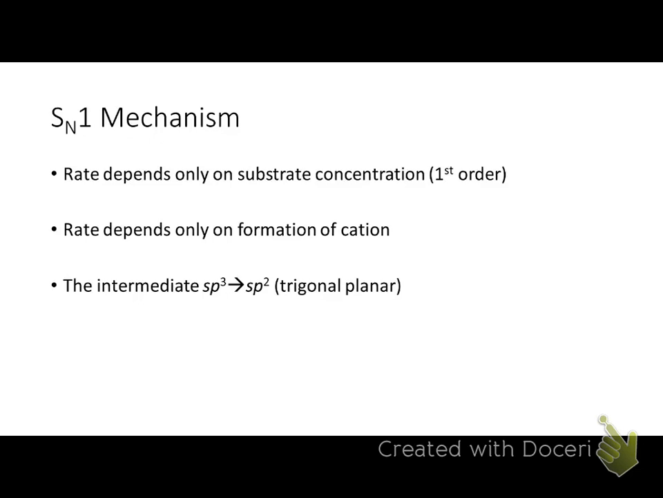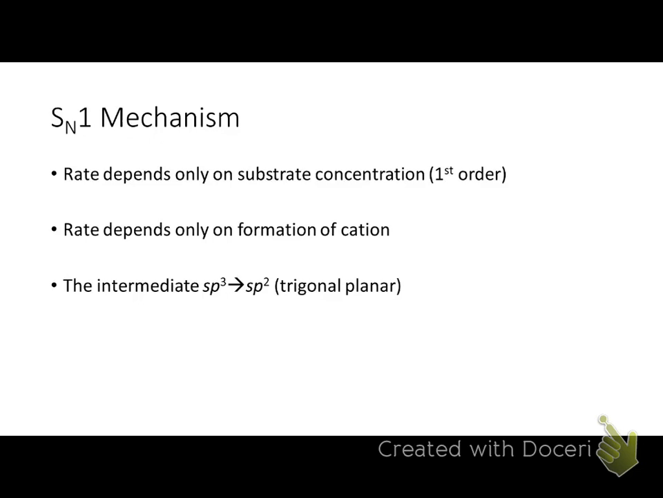All right, so part of the consequences of the way this reaction runs, it only depends on the substrate concentration, because when the nucleophile comes in, that step's a lot faster, lower in energy than breaking that bond. That I do want you to remember, by the way. The breaking of the bond is the slowest step. Okay, so try to remember that. The rate depends only on the formation of the carbocation. And then the intermediate, another thing I want you to remember is trigonal planar. It's sp2.